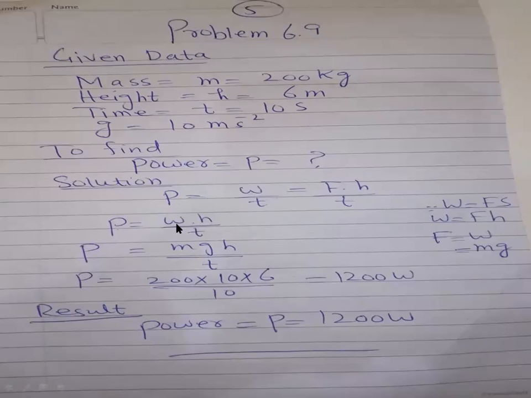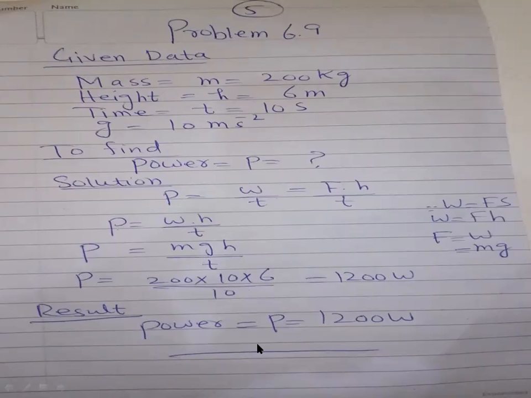You know W is equal to mg, I have already told you. With H already there, divided by T, just plug in the values. Mass is 200, given to me, g is 10, height is 6, divided by time 10. If you multiply 200 by 10 by 6 and then divide by 10, you will get 1200 watt, so power will be 1200 watt.